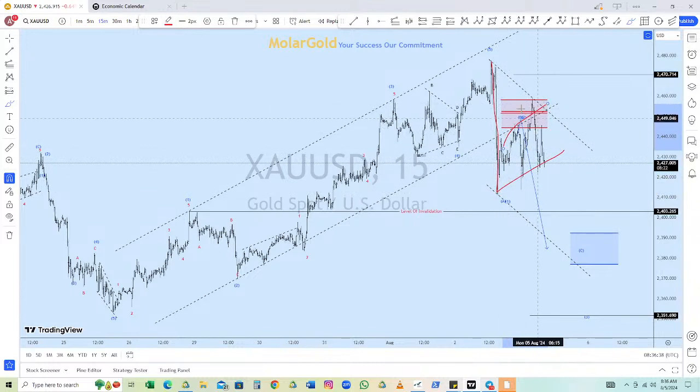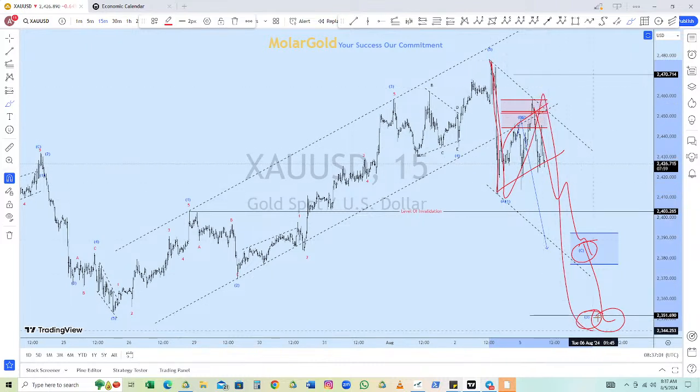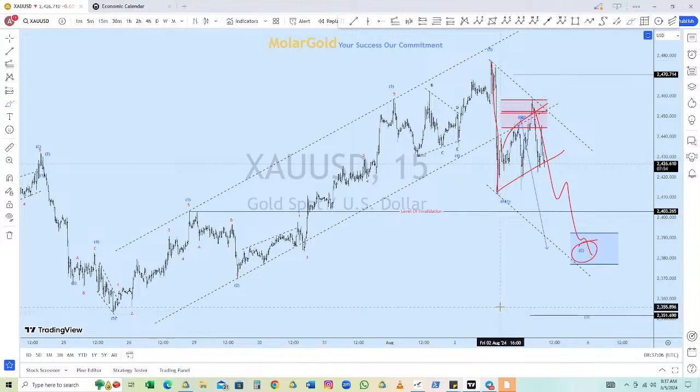If we have an impulse and a correction, the next thing should be an impulse. So we should get here, or we should get here. Once we get here and there's a reaction, probably we can go up. But if we go through this level and we get here, then these will be 1, 2, 3, 4, and then we are going to 5. So we have all the possibilities set for gold.